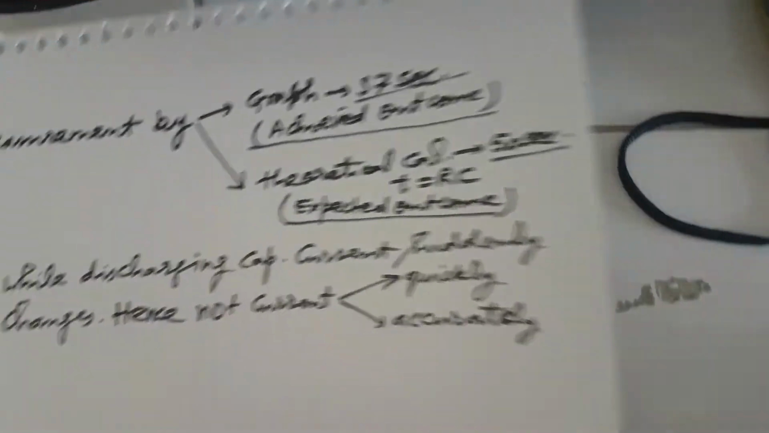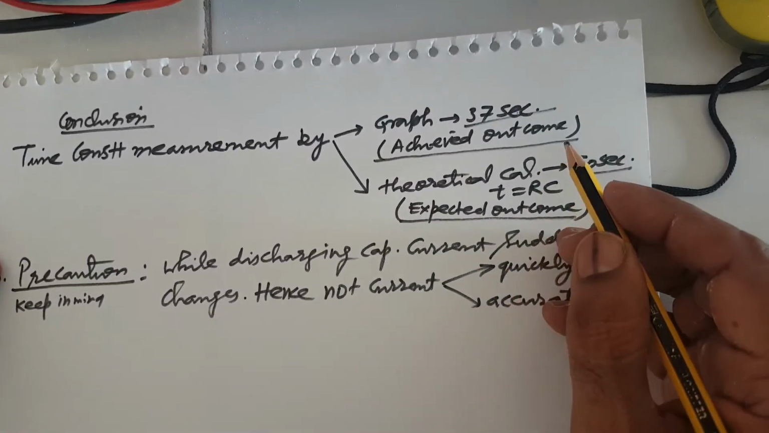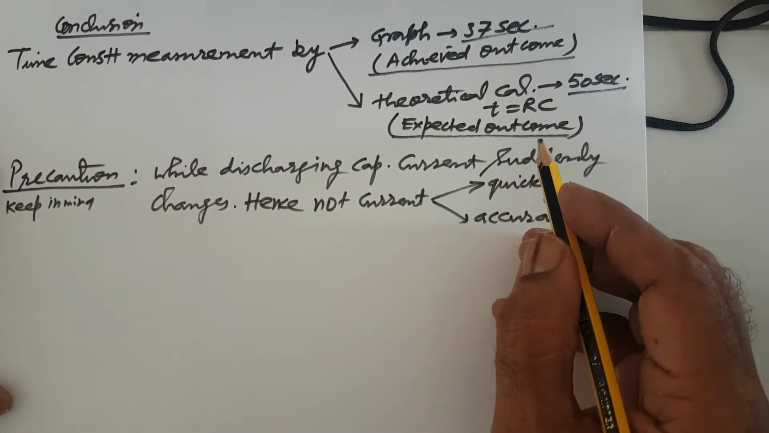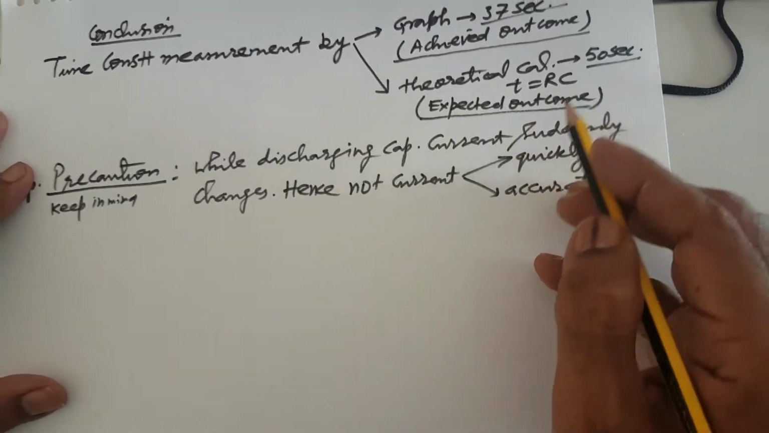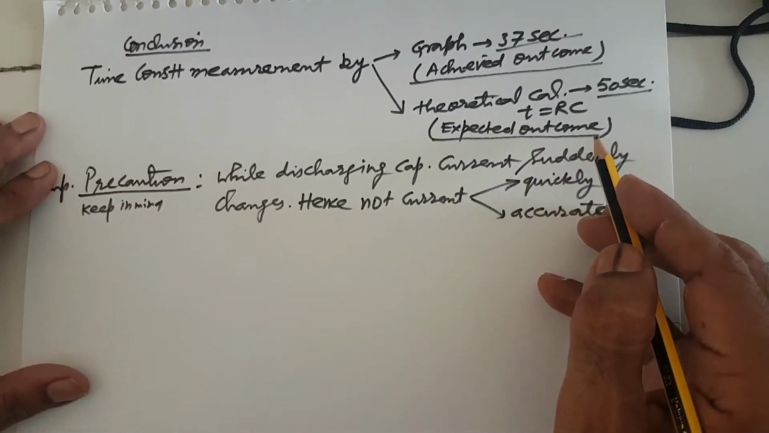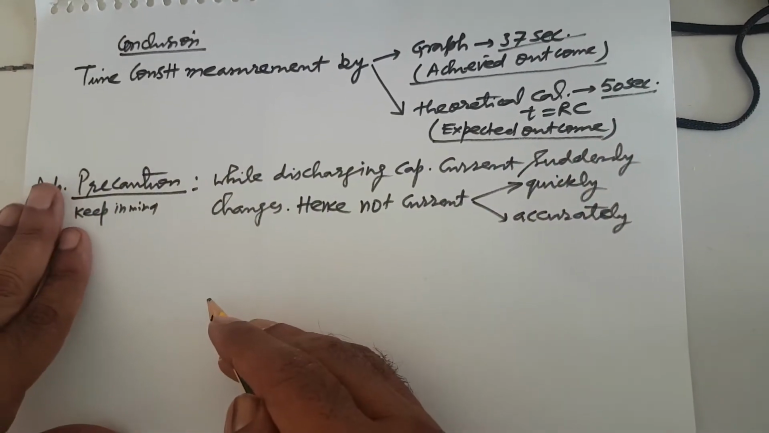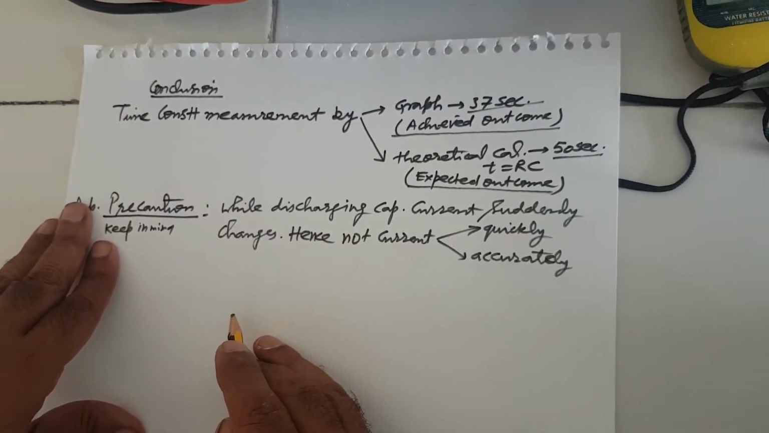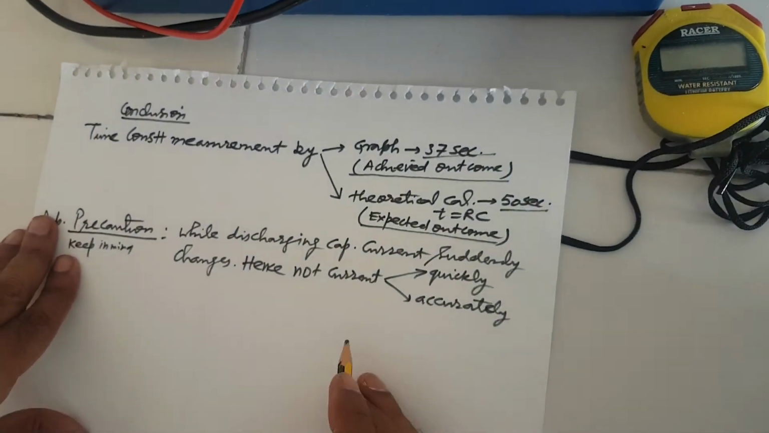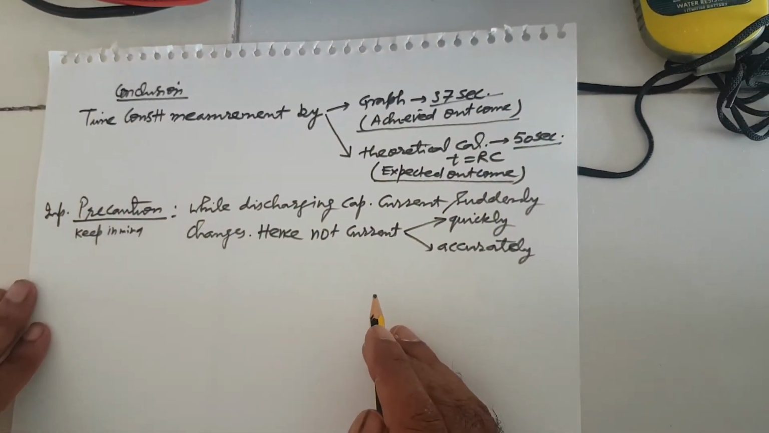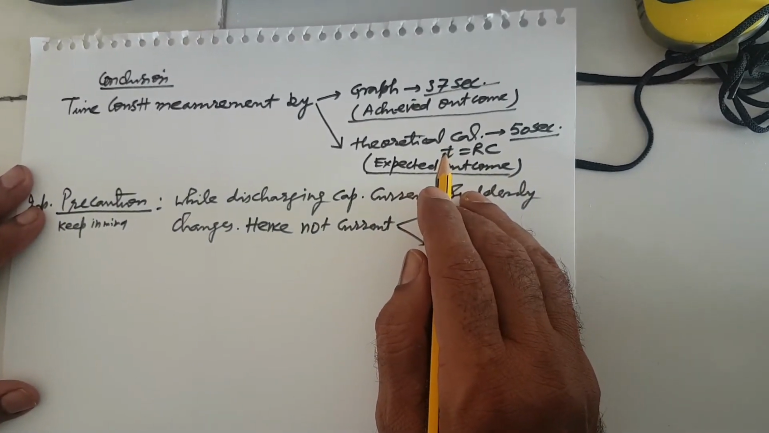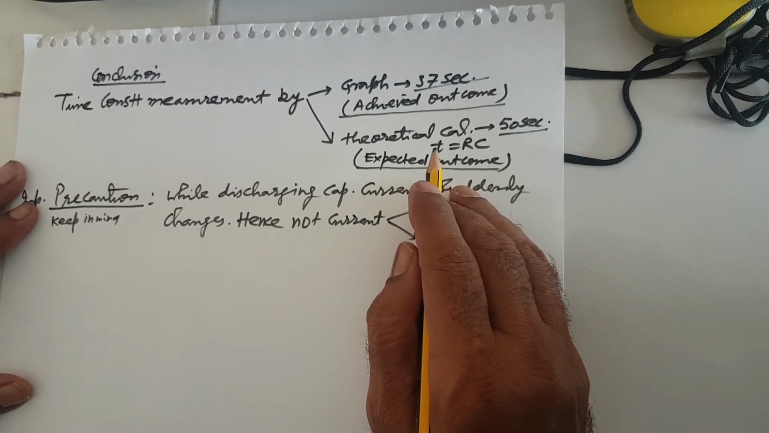Now we have drawn the conclusion. The time constant measured by the graph is 37 seconds. It is the achieved outcome, and the time constant measured by the theoretical calculation, T equals RC, is 50 seconds, which is the expected outcome. One very important precaution to keep in mind while discharging the capacitor: the current changes suddenly, hence we have to note the current quickly and accurately.